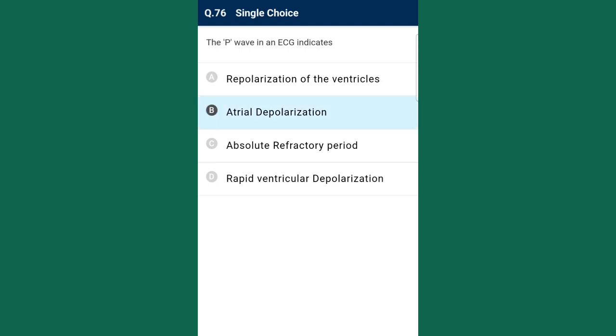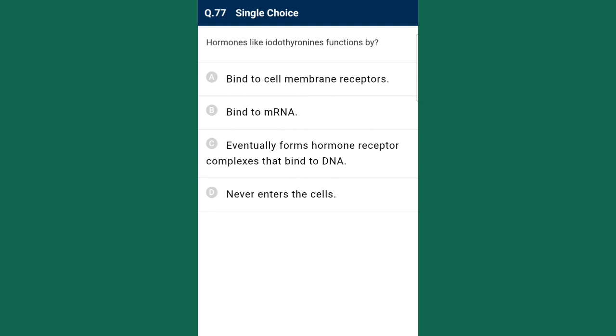The P wave in an ECG indicates atrial depolarization. Question number 77. Hormones like iodothyronines function by... Hormones like iodothyronines eventually form hormone receptor complexes that bind to DNA. So the answer is option C.